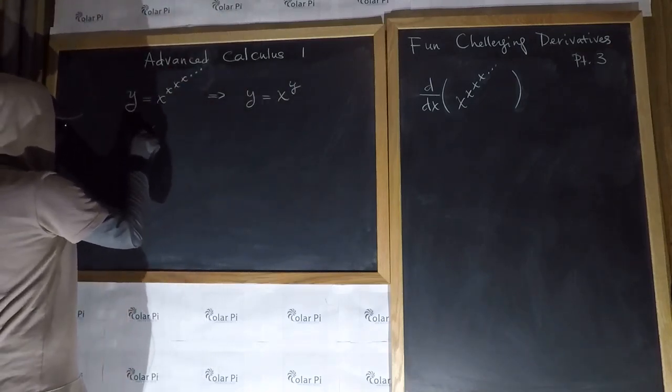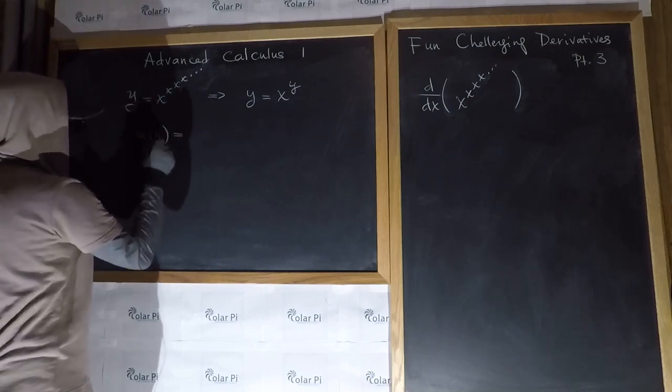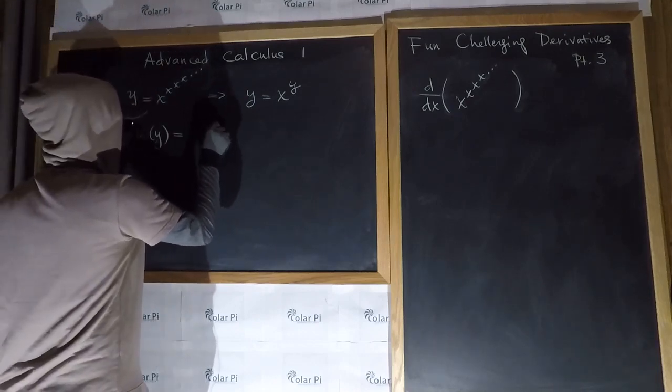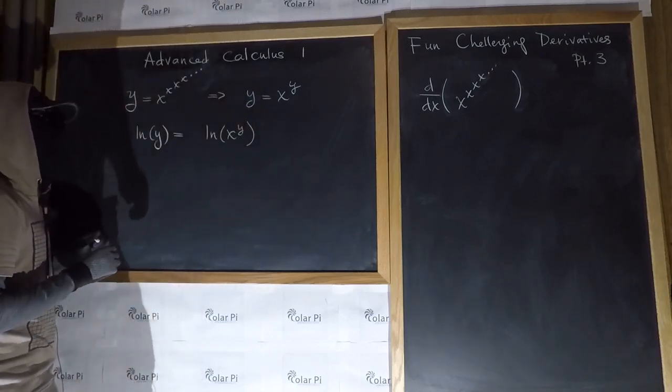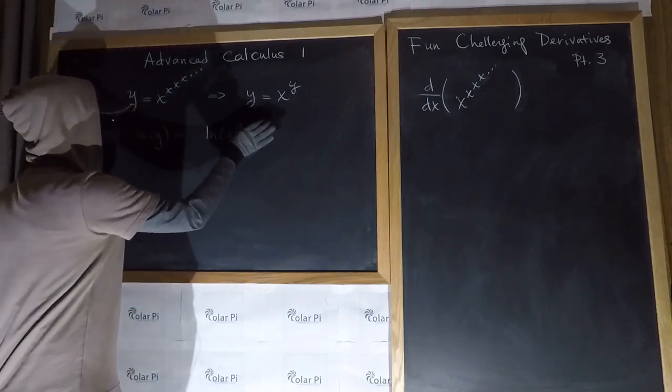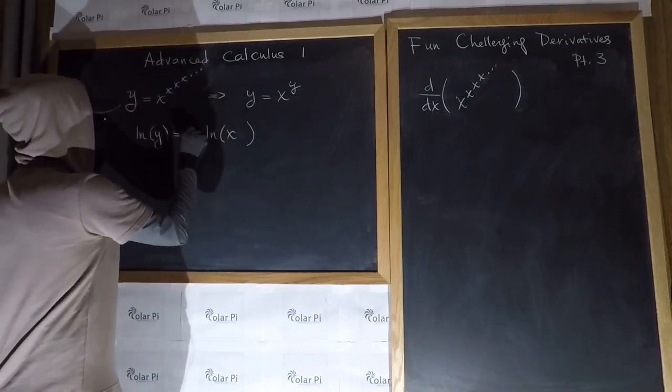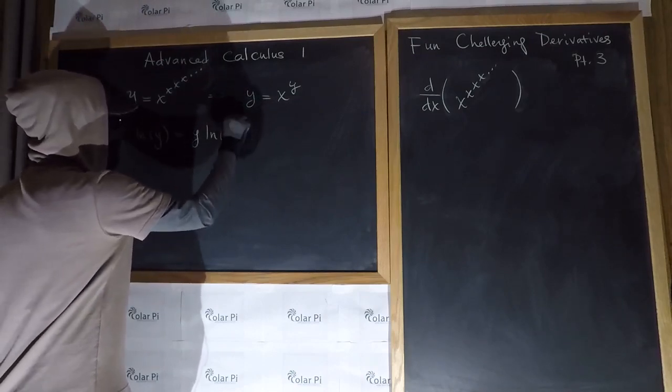So on the left side, we'll get the natural log of y. On the right side, we'll first write the natural log of x to the y, but by using what's called the power rule for logs, we can write this y right here. I have lots of videos on logs, so check them out.